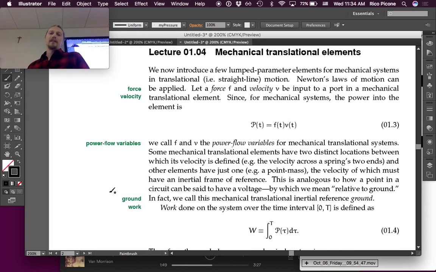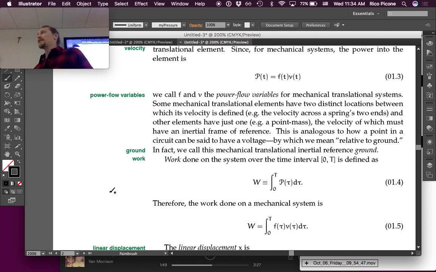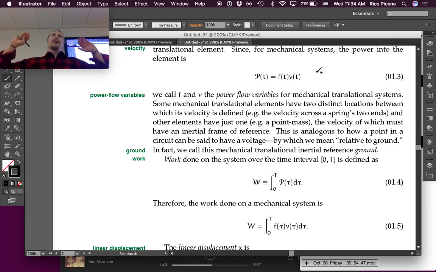All right. Good. Also notice I'm already drawing these analogies between mechanical stuff and electronic stuff. So if velocity is analogous to voltage, what do you guys think that force is analogous to? Current. That's right. Take the product of the current and the voltage, you get power. Take the product of the force and the velocity, you get power. So that's the analogy we're going to draw.